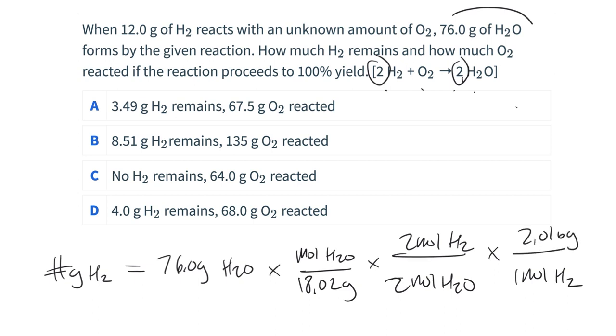And then 1 mole of hydrogens, 2.016 grams. And so I can work that out with just a simple dimensional analysis step on how much hydrogen had reacted. So let's run through this real quick. So I get 8.50.